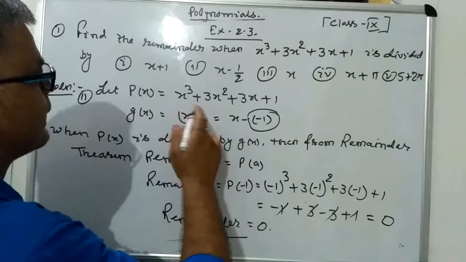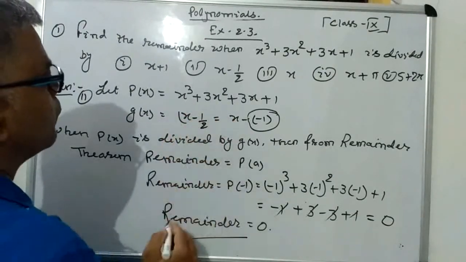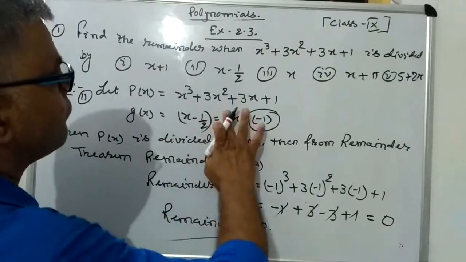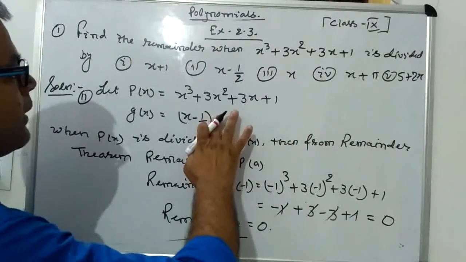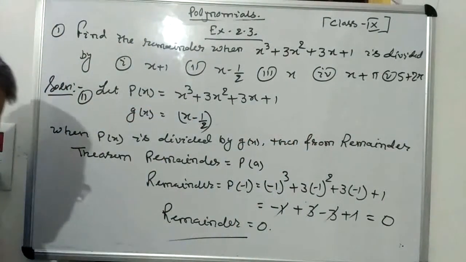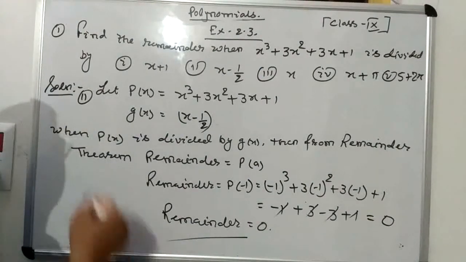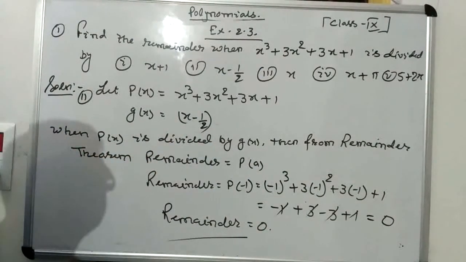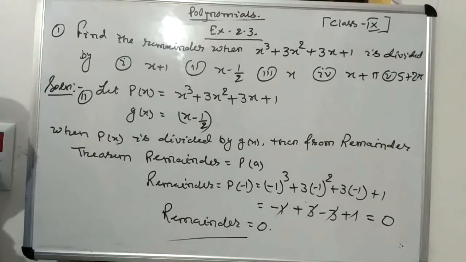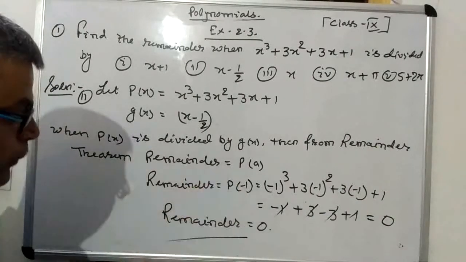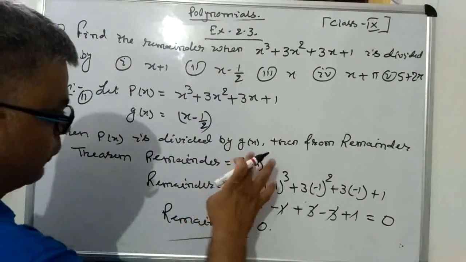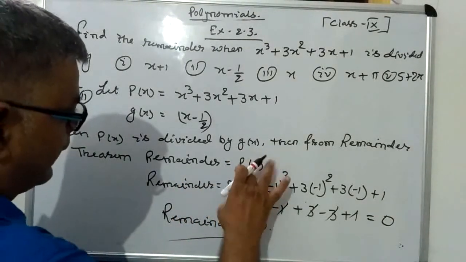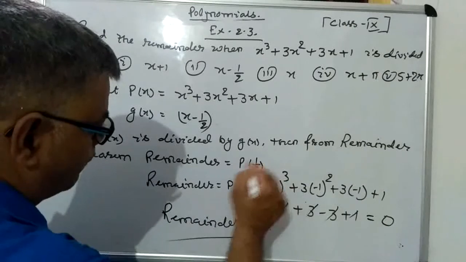It will be x minus 1 by 2, and this is in a standard form. It is already in a standard form, so no need to bring it into the standard form. Here the value of a is 1 by 2. So when p(x) is divided by g(x), then from the remainder theorem, remainder will be equal to p(a), and p(a) is equal to what? You may write here directly p(1 by 2), polynomial of 1 by 2.